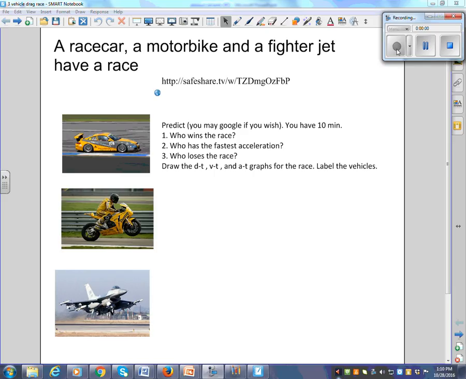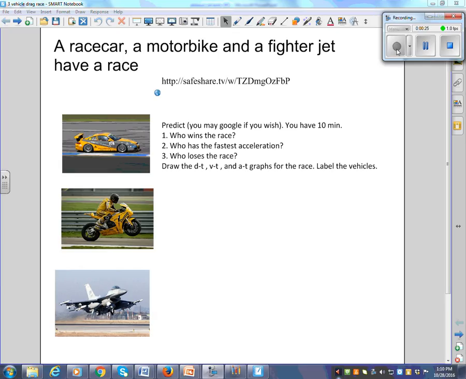You have a large sheet in front of you with your group. Just hold on and listen for the instructions so that I don't have to give them to 28 different people, right? You have a race car, a motorbike, and a fighter jet having a race. It's 2 miles long, on a runway. So the questions are: who wins the race? Who has the fastest acceleration?